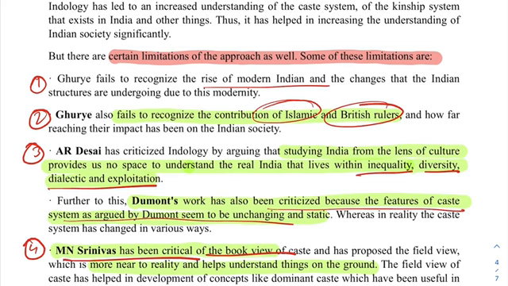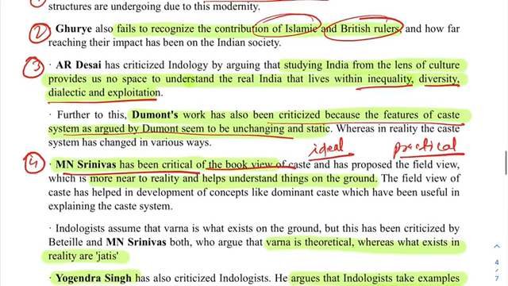Next, M.N. Srinivas criticized the Indological approach for their book view, because M.N. Srinivas believed that what is written in a book is an ideal thing, and what is on the ground, or in the field, is a practical thing. So according to M.N. Srinivas, sociologists focus on field view in place of book view.